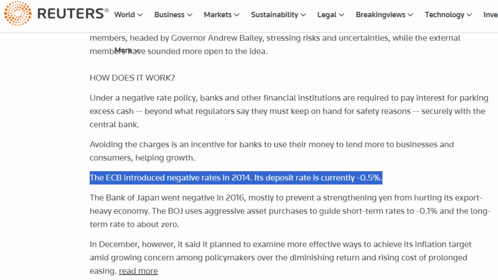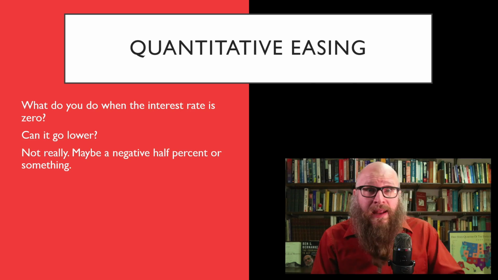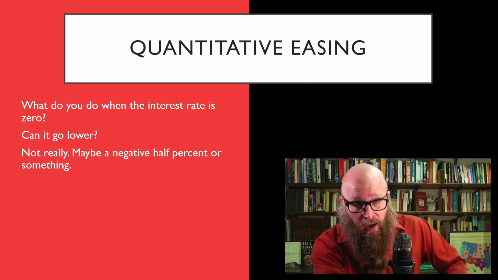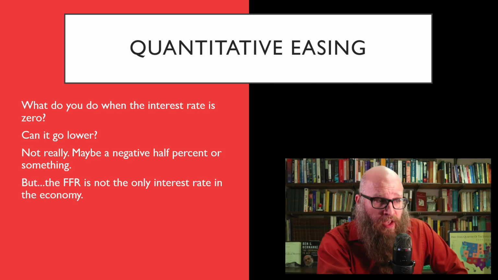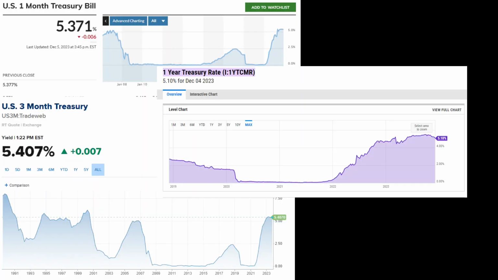We have seen negative nominal interest rates. Japan and Europe had them very, very briefly. You can only do it for a short period of time, and they really can't go that far negative. We need more action. We need even easier monetary policy. The FFR is not the only interest rate in the economy. What if they could bring down longer term interest rates? Well, what about the 30-day ones, the 3-month ones, the year ones, the 5-year ones, the 10-year ones?